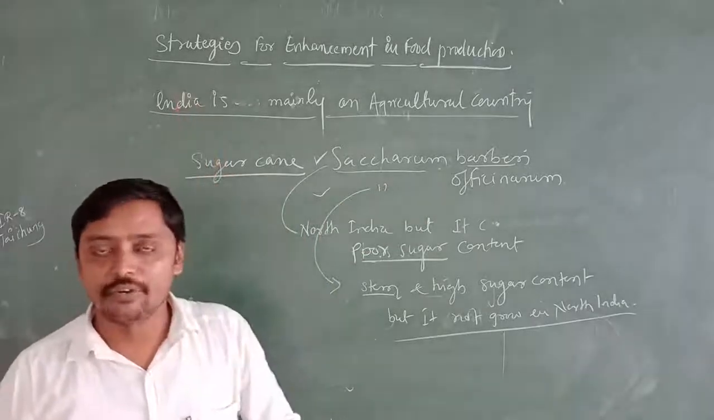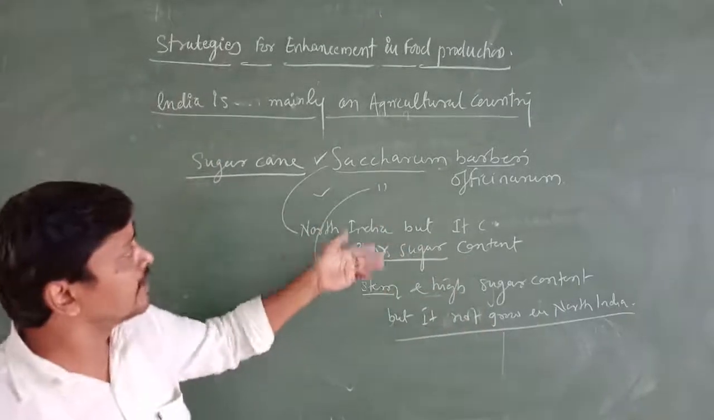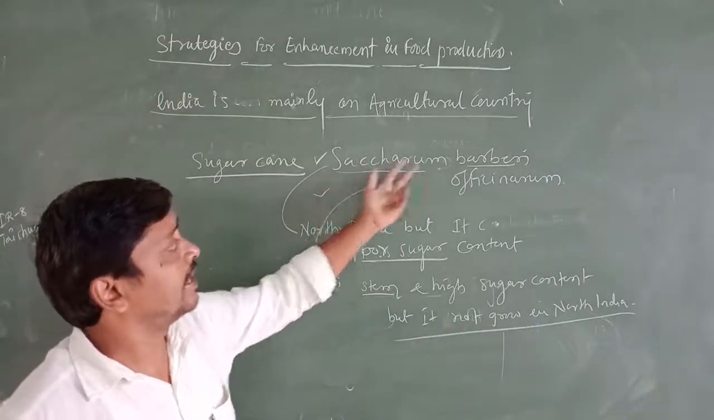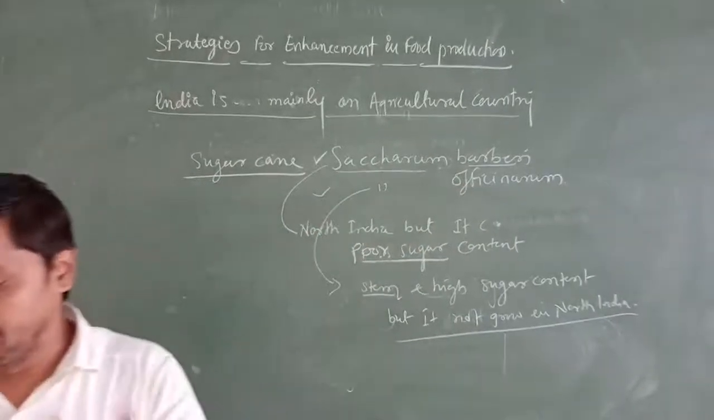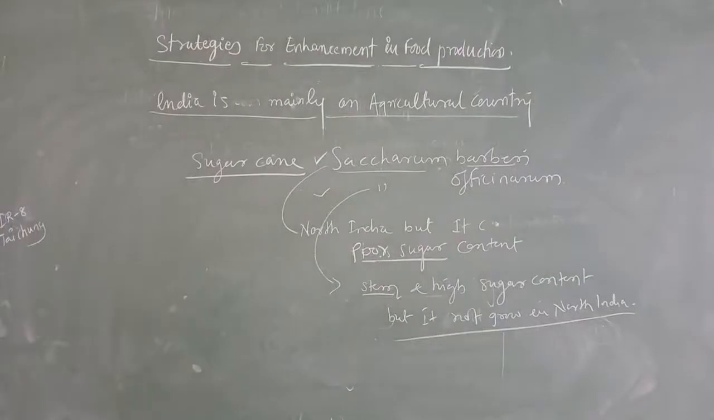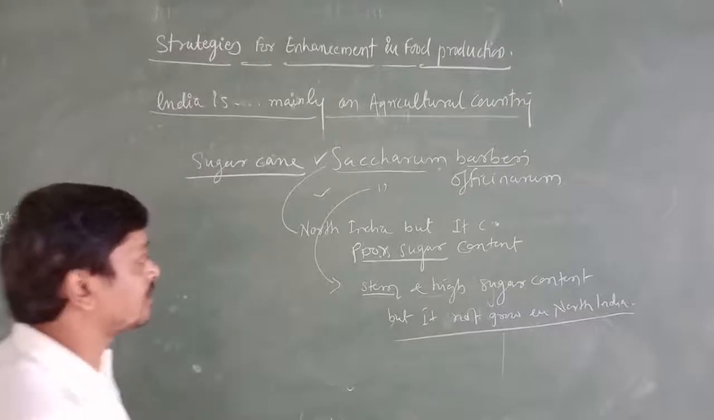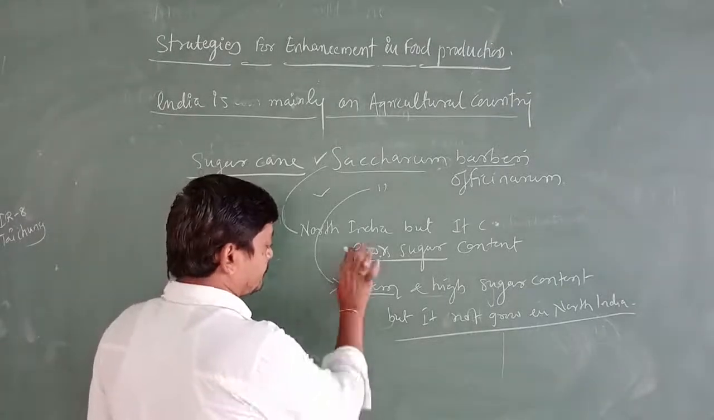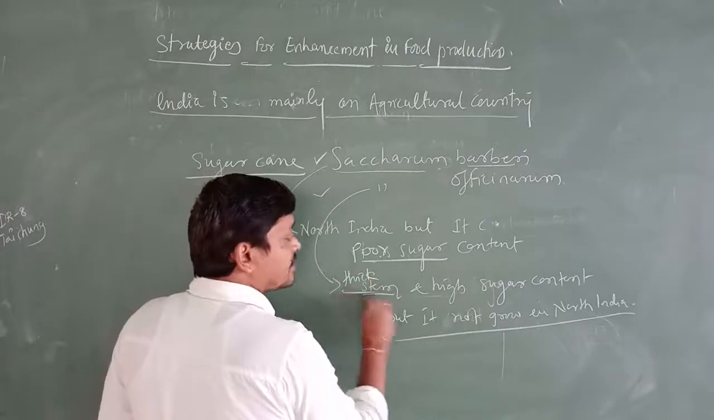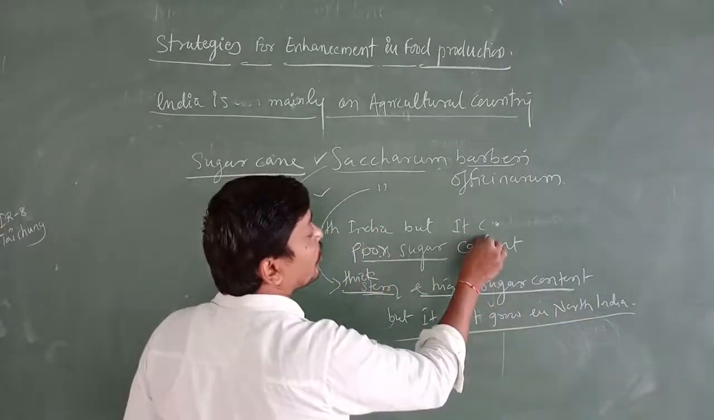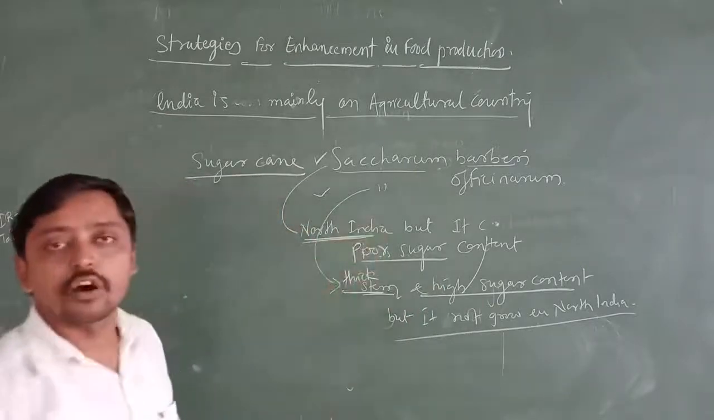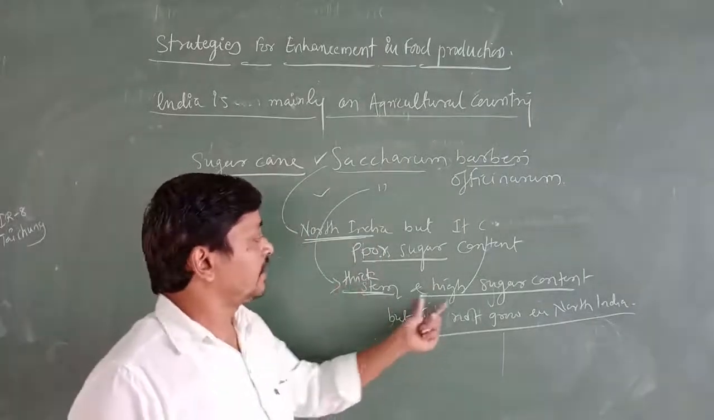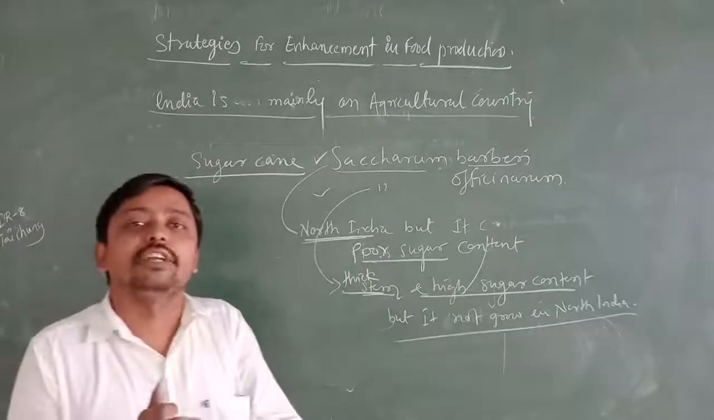The five steps we saw there are followed here as well. Then they go for crossing Saccharum barberi and Saccharum officinarum. Then a new variety is developed that has the combined desired characters: thick stem, high sugar content, and the ability to grow in North India. It must grow in North India, and it must also have a thick stem and high sugar content. In that way we made the combination.